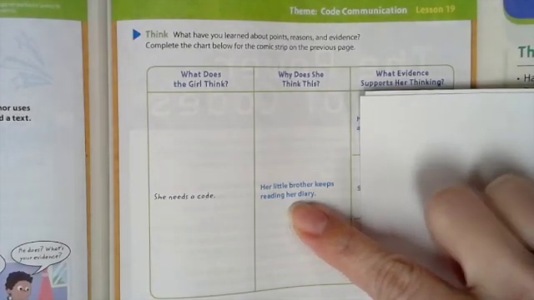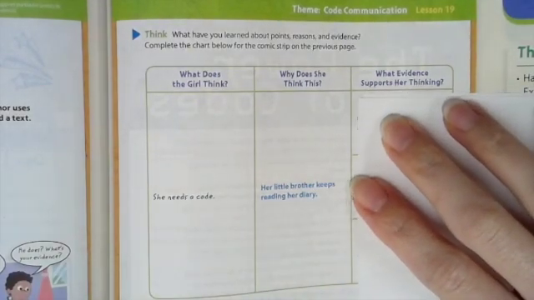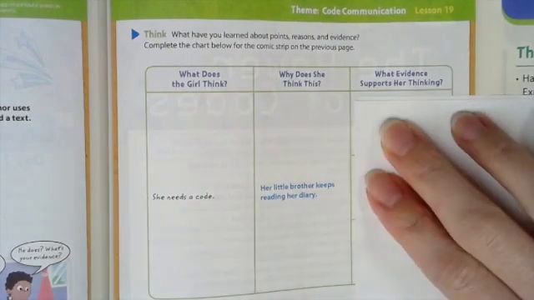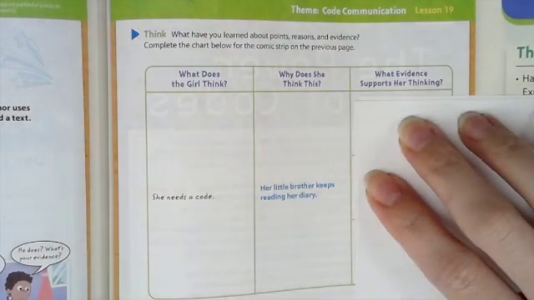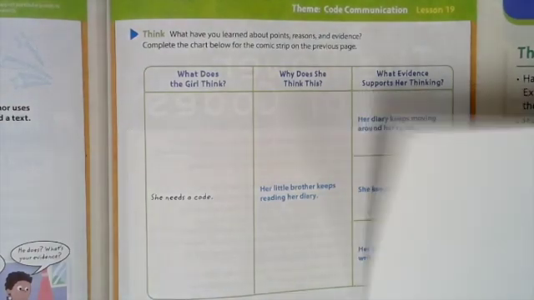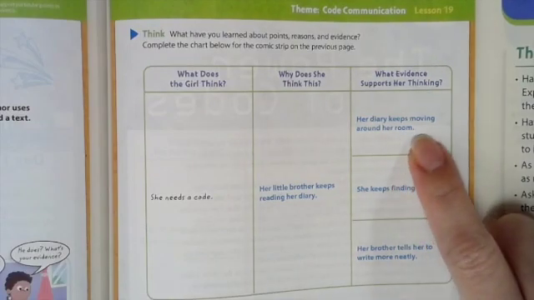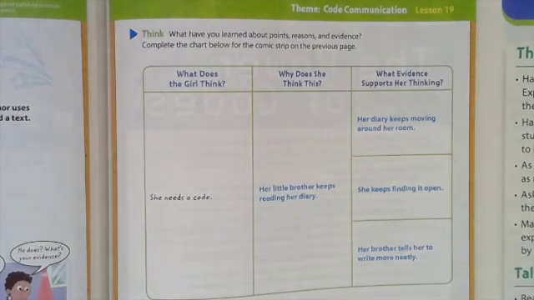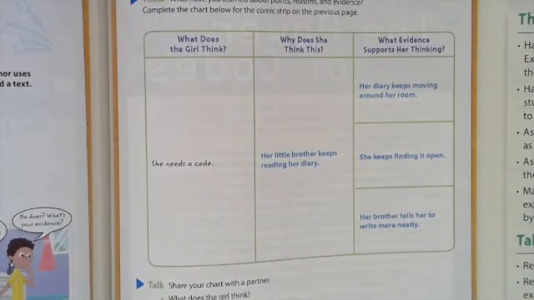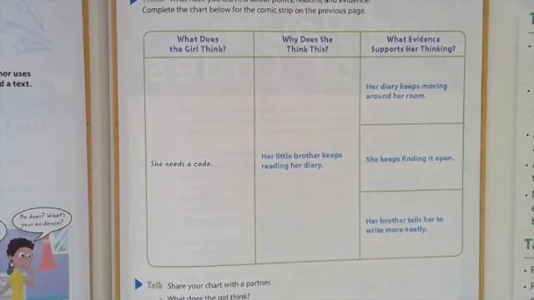Her little brother keeps reading her diary. And what evidence supports her thinking? It moves around the room, she gets notes saying to write more neatly, and she finds it open. Her diary keeps moving around the room, she keeps finding it open, her brother tells her to write more neatly. So all three of those evidences support that her little brother must be reading her diary, which is why she must need the secret code. If you need to pause the video to get those written down, you can pause the video at this time.